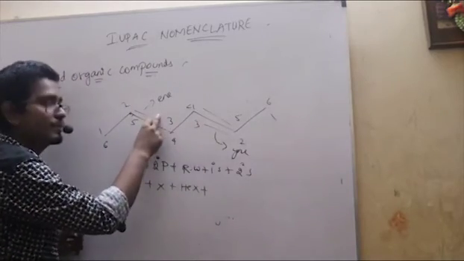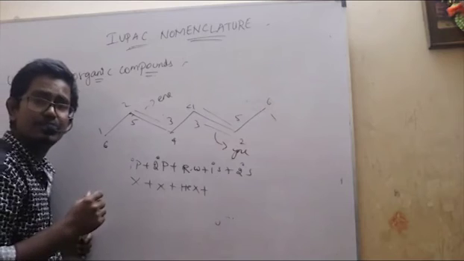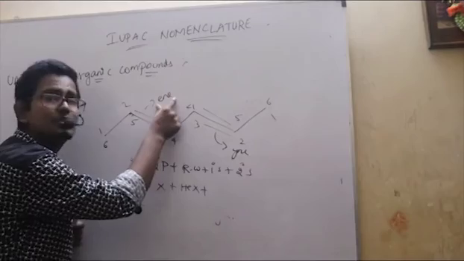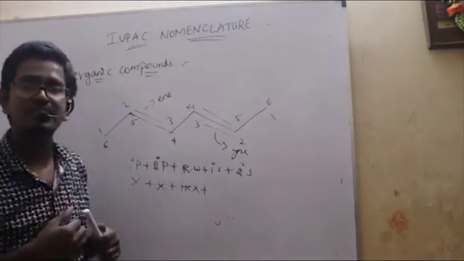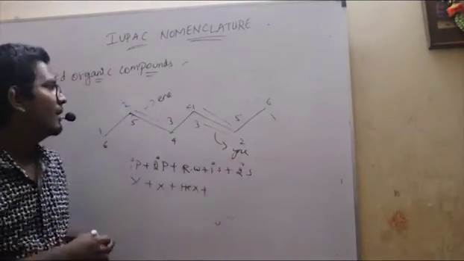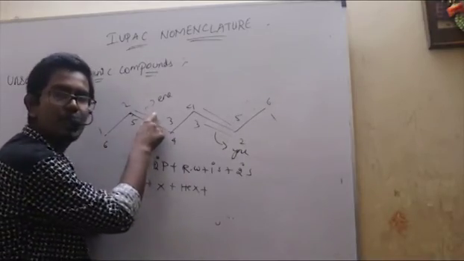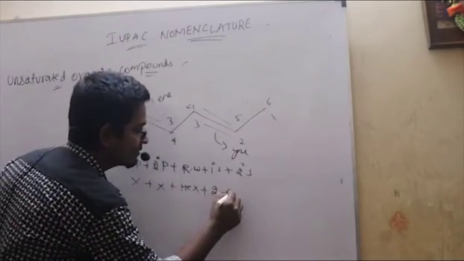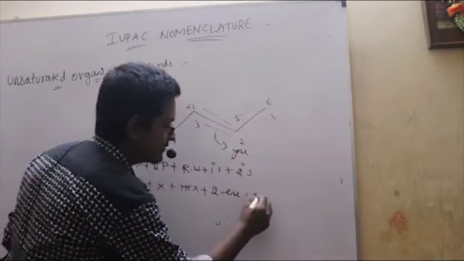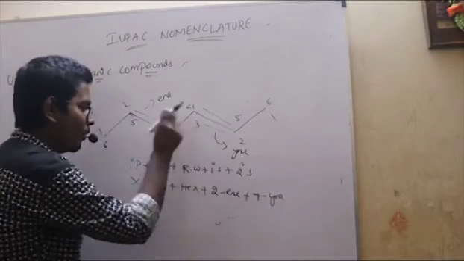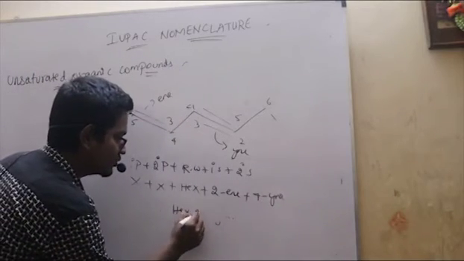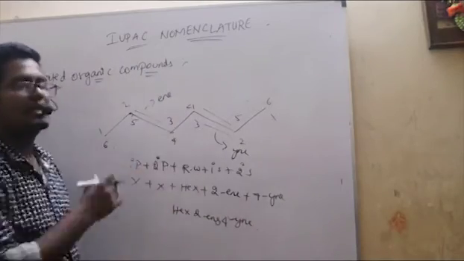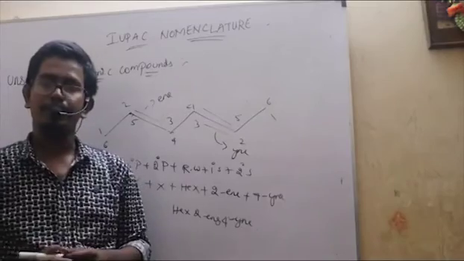Then as double bond is present, we should write double bond first, because the primary suffix used for the double bond is "ene", which comes first in the alphabetical order when compared to the "yne". And I already gave the numbering too. We should write with the numbering. So 2-ene and 4-yne. It is the name of this compound. You can see here, hex-2-en-4-yne is the name for this unsaturated organic compound.